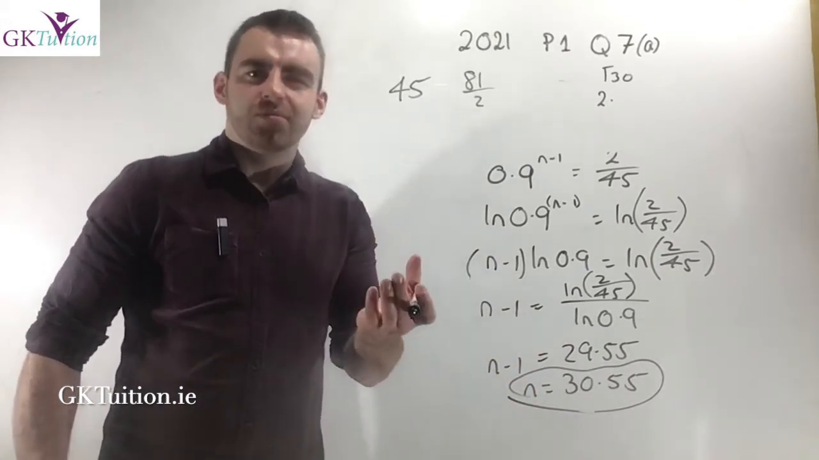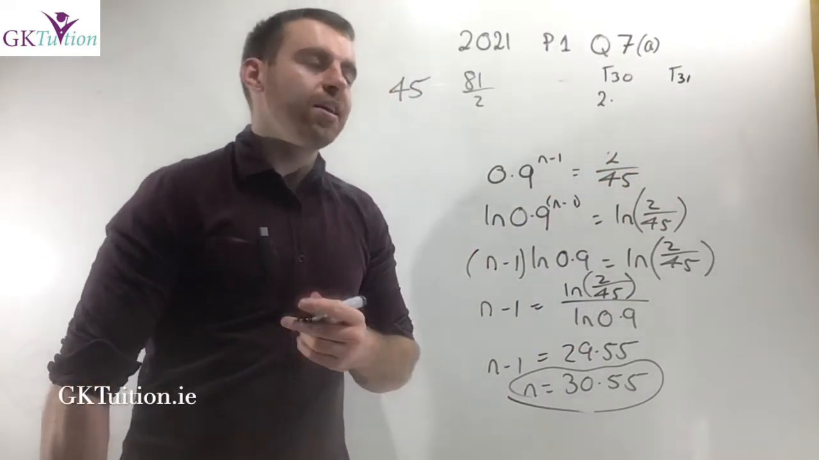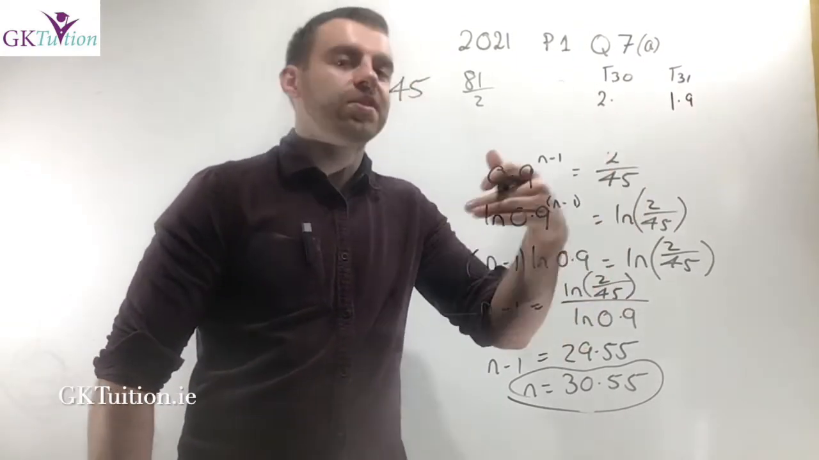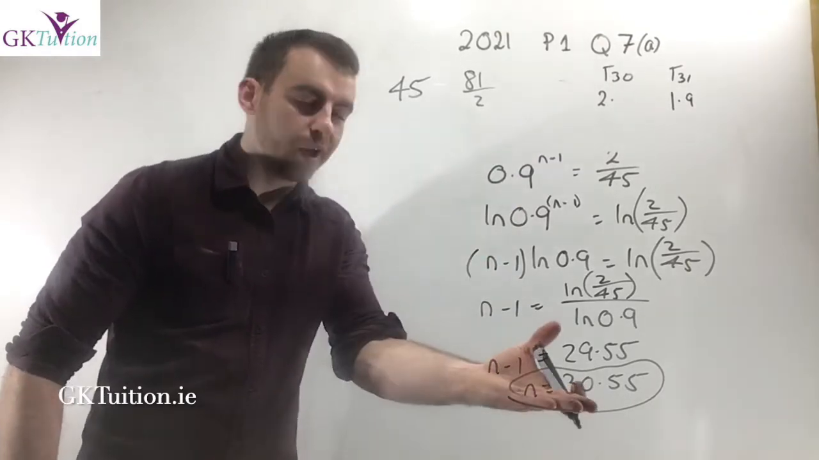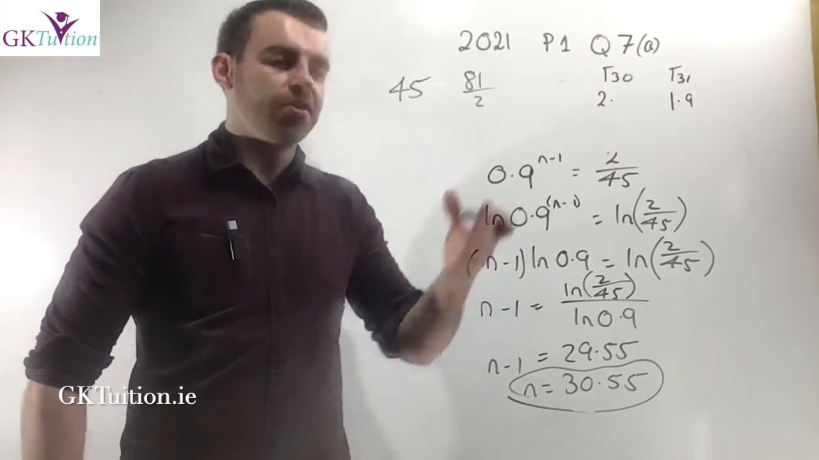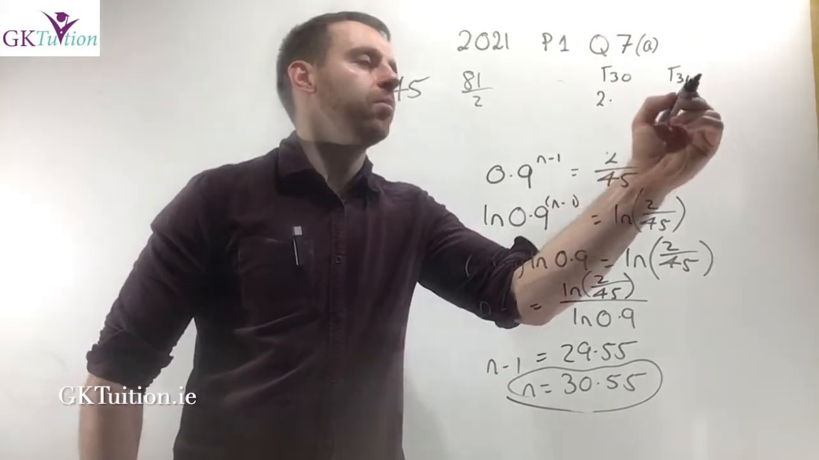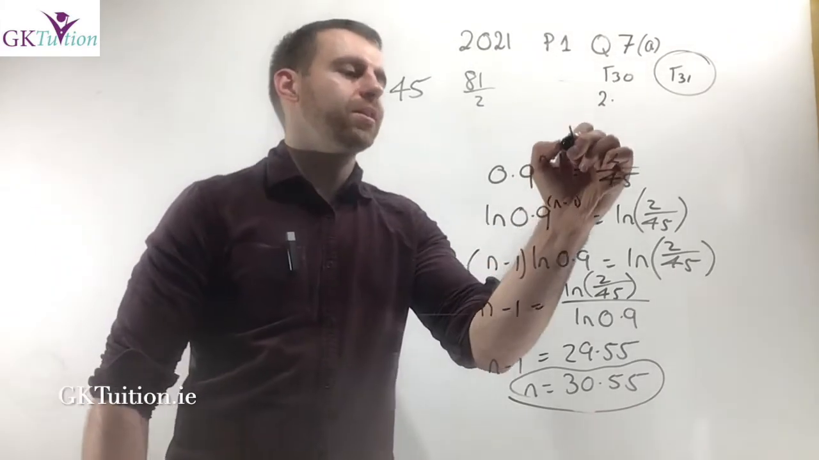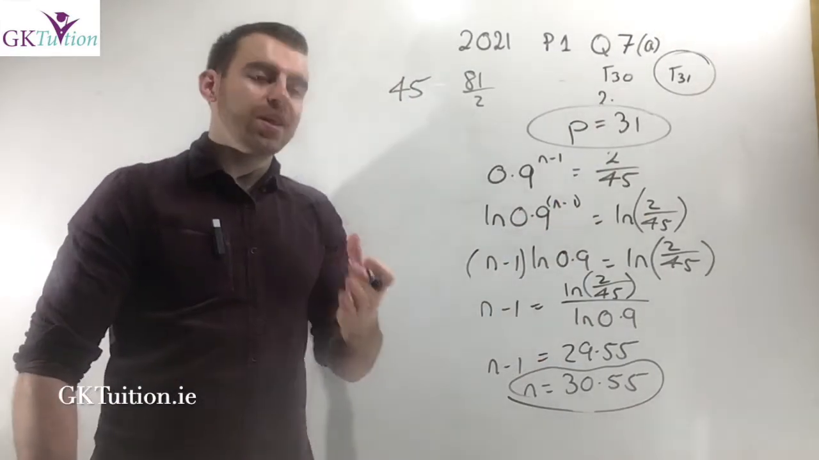Now obviously that doesn't really make sense. What it tells me is the term 31 is the first term that's smaller. It's 1.9, or it's smaller than 2. So the 30th term, I'm not quite there yet. But by the time I get to the 31st term, I've crossed that threshold. The 31st term is the first one that's less than 2. So your answer in this case is term 31, and in the context of the question, P must be equal to 31.